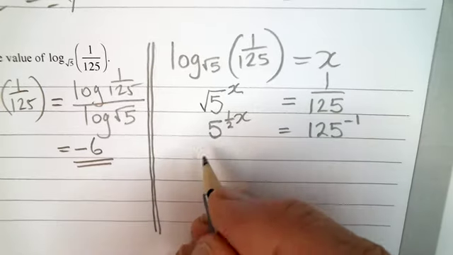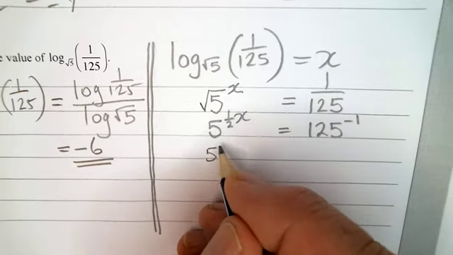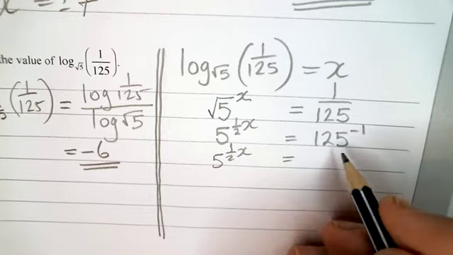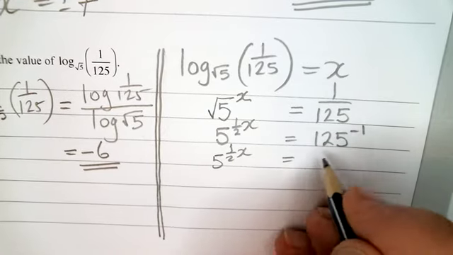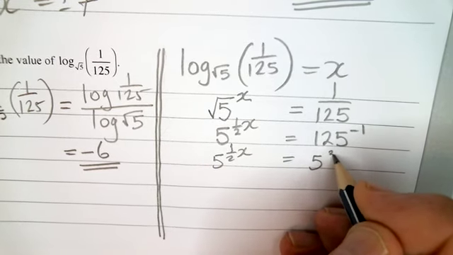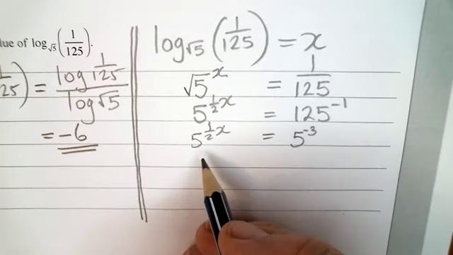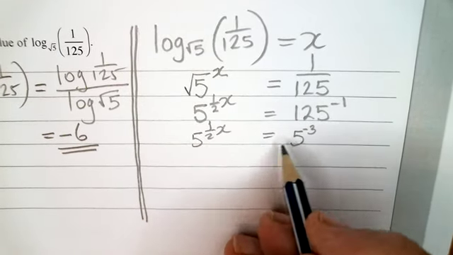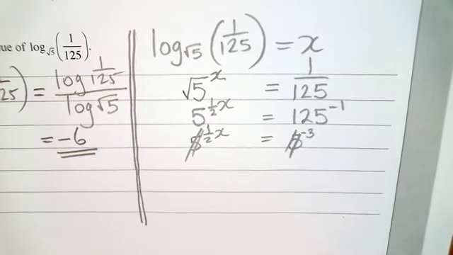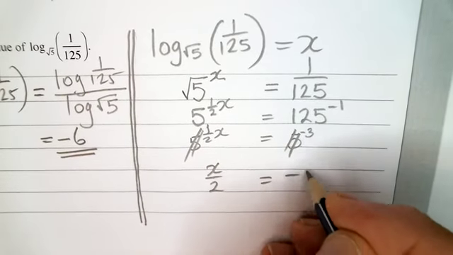But we can turn this into 5s as well. So this is 5 to the power of x on 2, or half x, works just as well. Well, 125 is really 5 cubed, 5 to the power of 3. Of course, because it's all times -1, it's going to be 5 to the -3. So now I've got two things where the bases are the same, and where the bases are the same, I can just ignore the bases and solve for the indices. So I've got 1/2 x, or x on 2, is equal to -3.